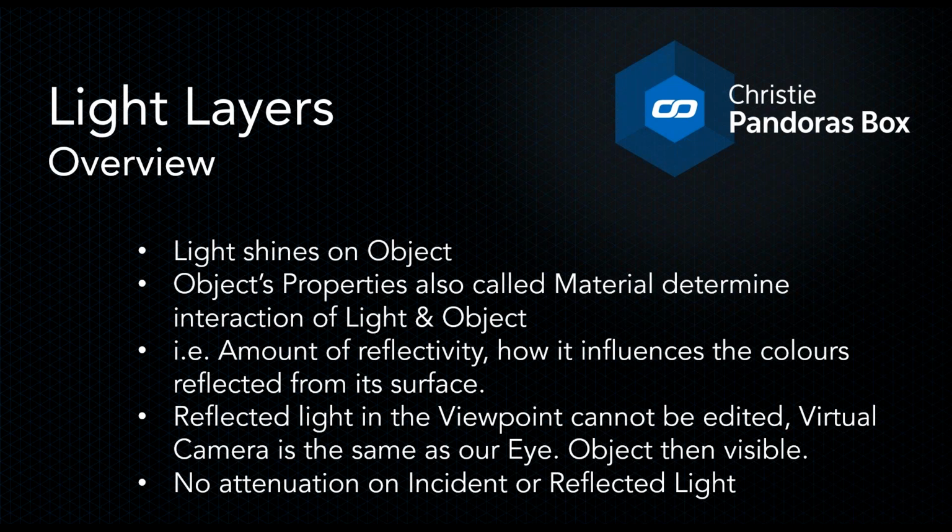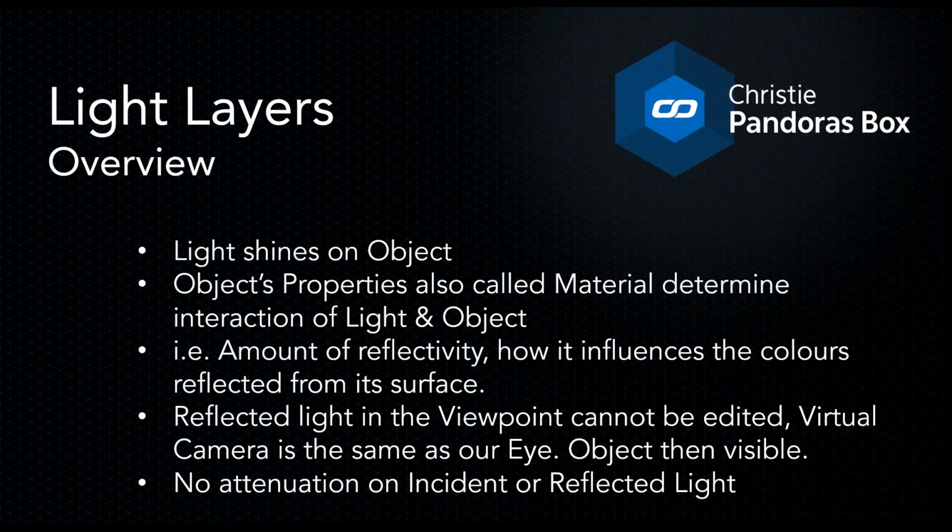An object's property is also called its material, and it determines the interaction of the light. So for example, if you're looking at a shiny, metallic object, there could be a color shift between the incident light and what is reflected off of it. Again, the amount of reflectivity depends on the object, and the reflected light in the viewpoint cannot be edited. It's again kind of like in the real world: the light that you're seeing is reflected, and you can't control it.